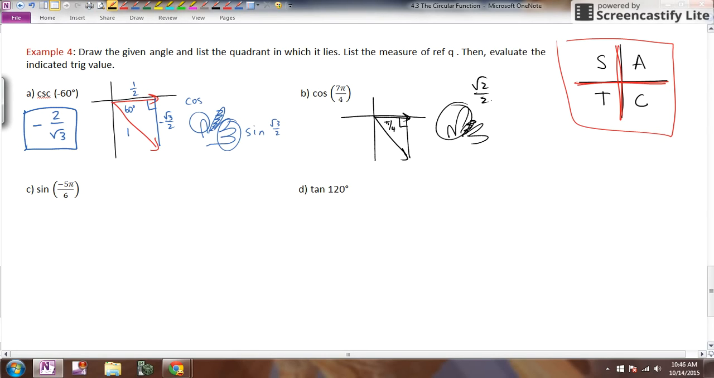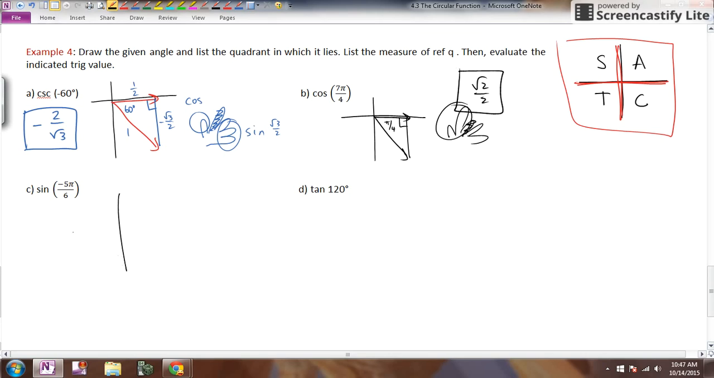And now I just got to decide, is it positive or negative? Well, cosine is positive in quadrant 4. We are in quadrant 4, so boom, root 2 over 2 is our final answer. Isn't that kind of fancy, how fast I could do cosine 7 pi over 4? Now, yeah, it takes a little practice, but you'll get there.